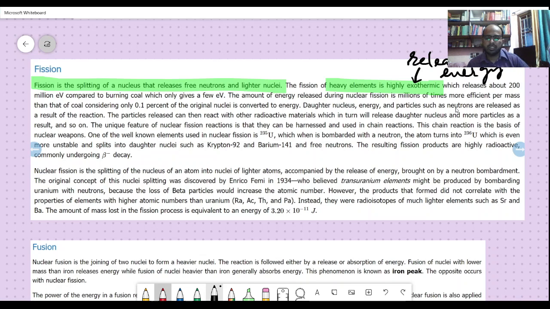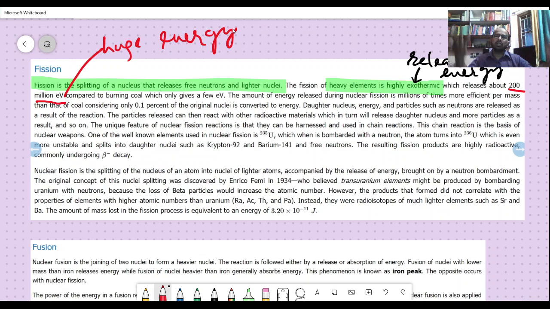About what is the energy? About 200 million electron volts. Huge energy. You must remember certain numbers. நிறைய energy வருது அப்படின்னா எவ்வளோ energy? You have to use the numbers to indicate the quantity. Okay.